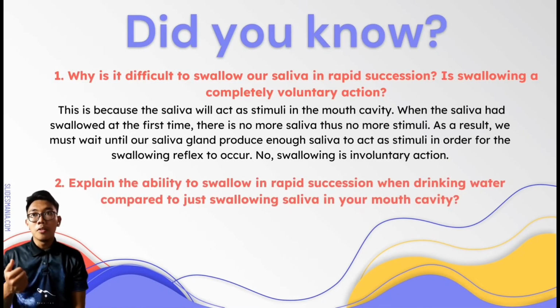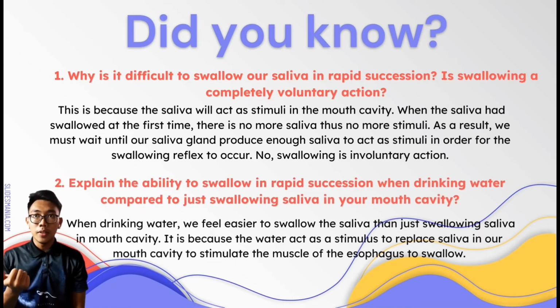Did you know? First, when it is difficult to swallow our saliva in rapid succession, it is because the saliva acts as stimuli in the mouth cavity. When the saliva has been swallowed the first time, there is no more saliva. There's no more stimuli. As a result, we must wait until our saliva glands produce enough saliva to act as stimuli in order for the swallowing reflex to occur. No, swallowing is not a voluntary action.